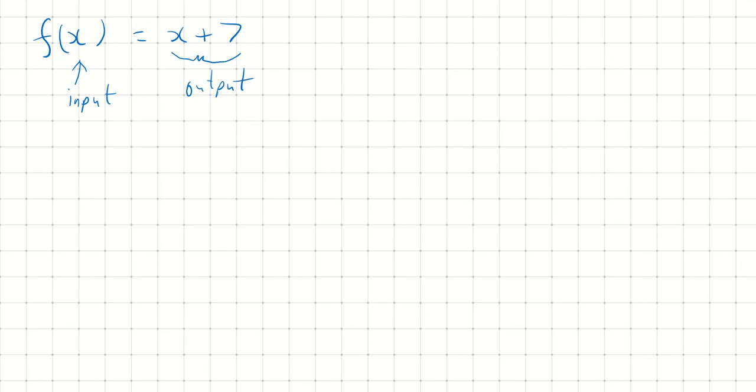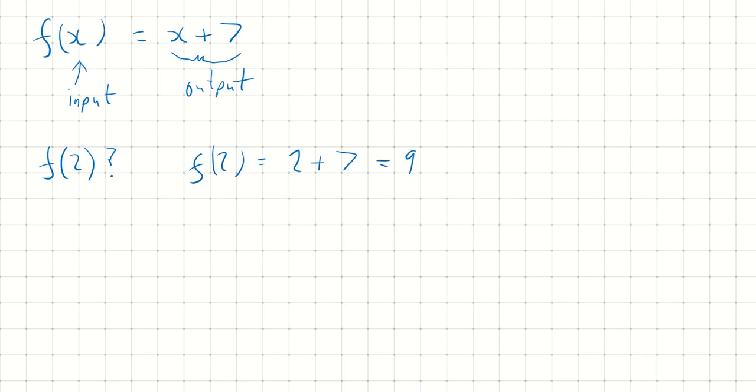Okay, so let's do an example. What is f(2)? Well, f(2) just means apply this function to the number 2. So rather than x, we have the number 2, so we're just going to replace x with the number 2. So f(2) is 2 plus 7, which is 9.